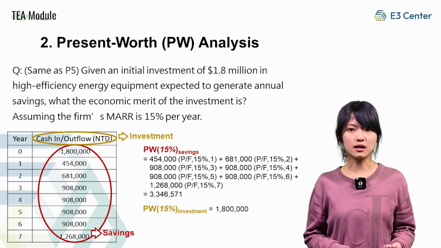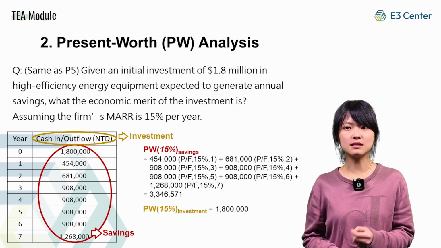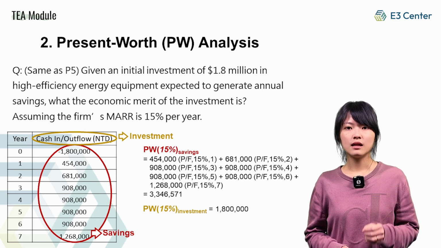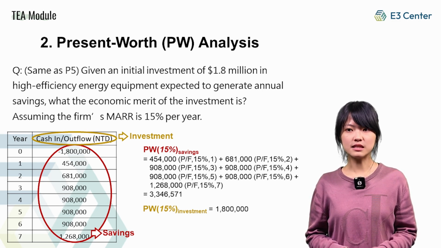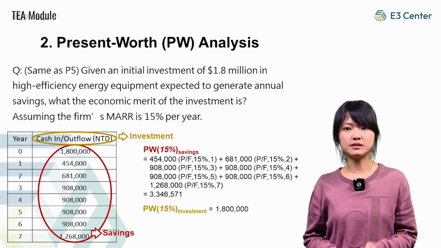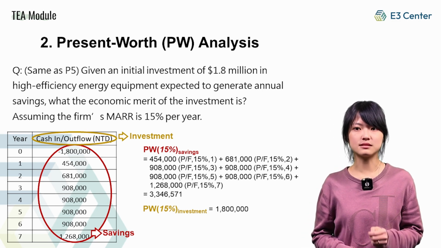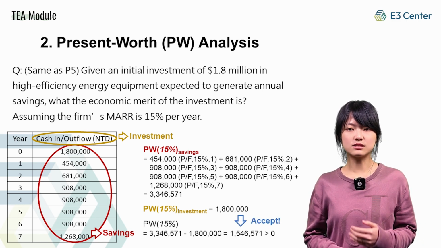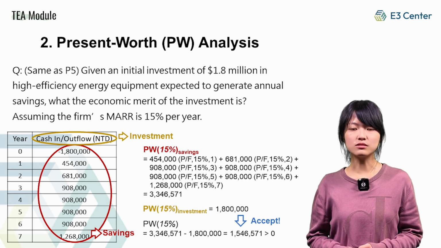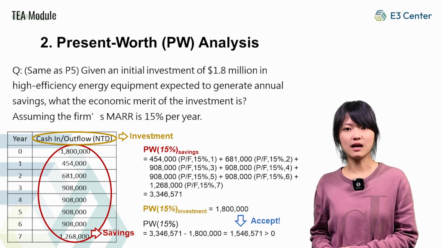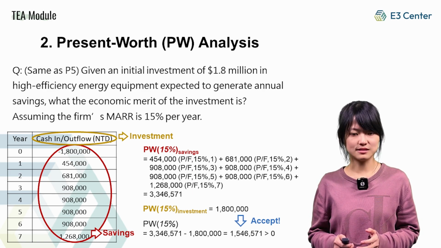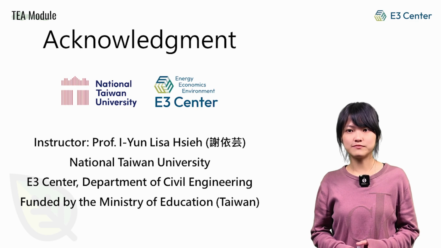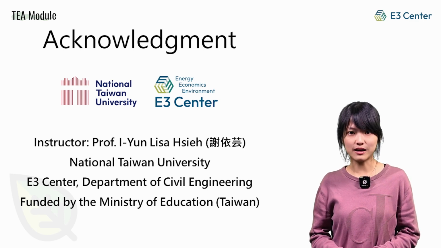The initial investment cost of $1.8 million does not need discounting, as it occurs at t equal to 0. The subsequent cost savings, considered as cash inflows, need to be discounted to the present value at t equal to 0 for each year. And finally, adding these together, we find that the result is greater than 0, and we can conclude that this investment is acceptable.